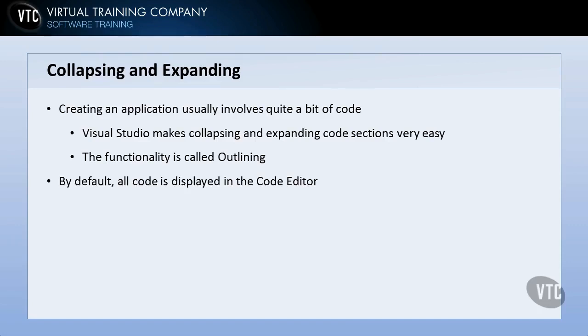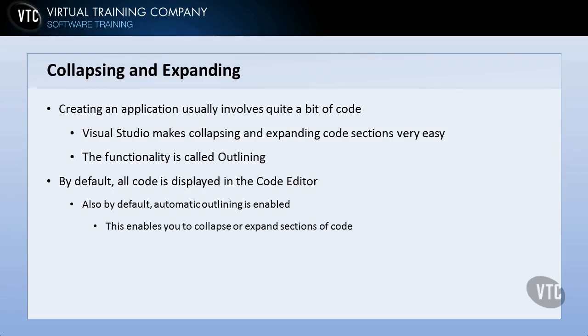Now, by default, all code is displayed in the code editor, and that's as it should be. If we entered code, we would like to see it. Also, by default, automatic outlining is enabled. Keep in mind, if you don't want all this going on, you can turn this off. I'll show you how to do that later. Automatic outlining enables you to collapse or expand sections of code as you would like, and you do this with the little plus or minus graphical buttons to the left of the beginning of different code sections.